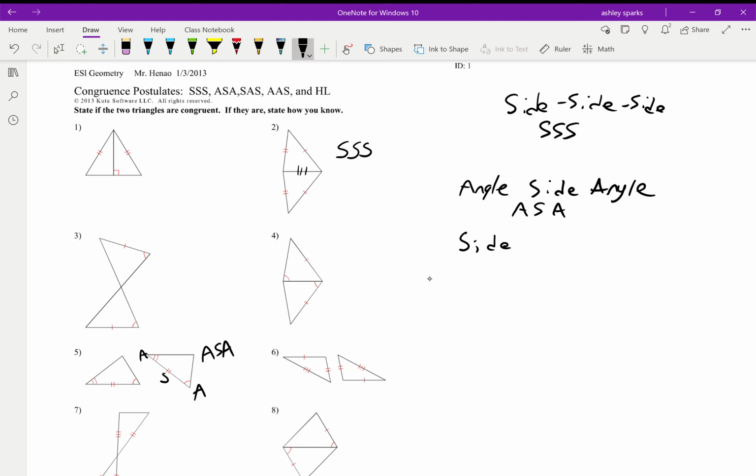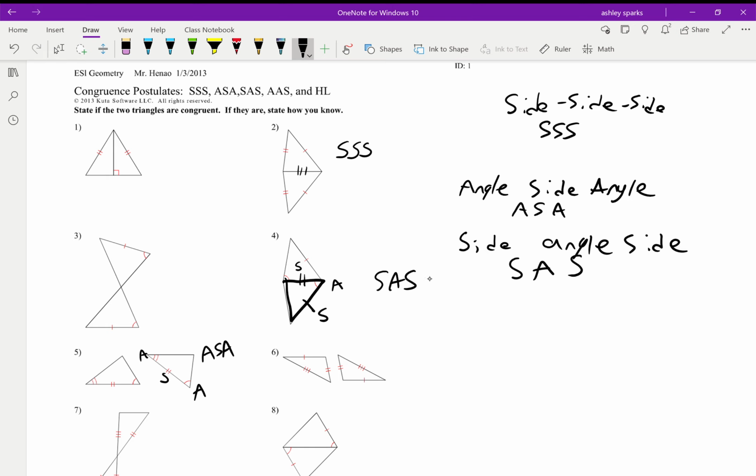The next one is side, angle, side. Very similar. So you're going to have a side, the angle between, and another side. So you're looking for 2 sides here. If I look at number 4, I like to actually write on the triangles themselves. And you can kind of do one triangle in isolation at a time if it helps you. I have a side here. I have an angle up here. And then I have another side that's being shared. If they share a side, it's equal. So I can see I have a side, angle, side. I have that sandwich happening. Side, angle, side would be my answer there.